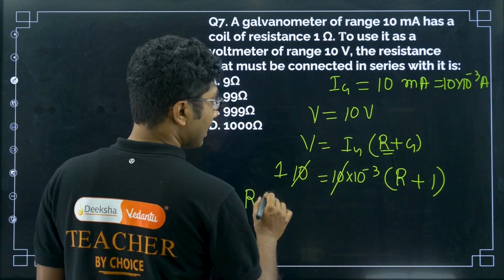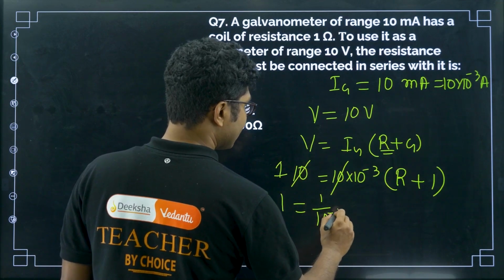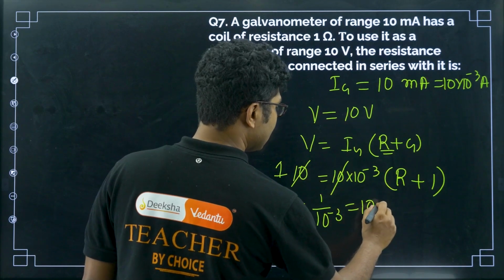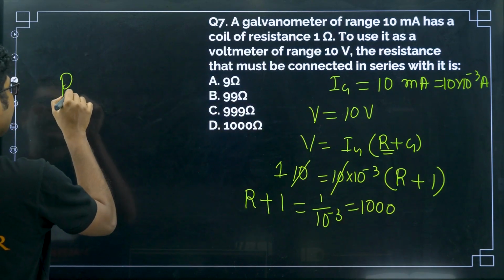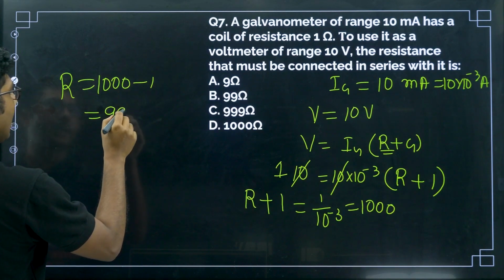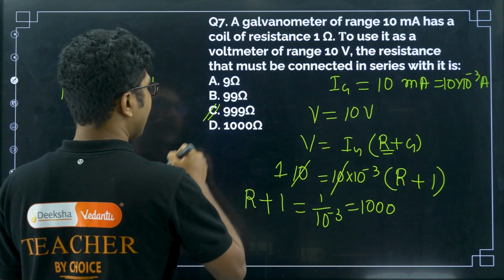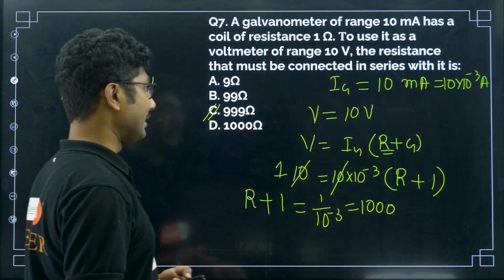So R plus 1 is equal to 1 by 10 to the power of minus 3, that is 10 to the power of 3, that is 1000. Okay, so R is basically 1000 minus 1, that is 999. So 999 ohm is the required resistance, right?